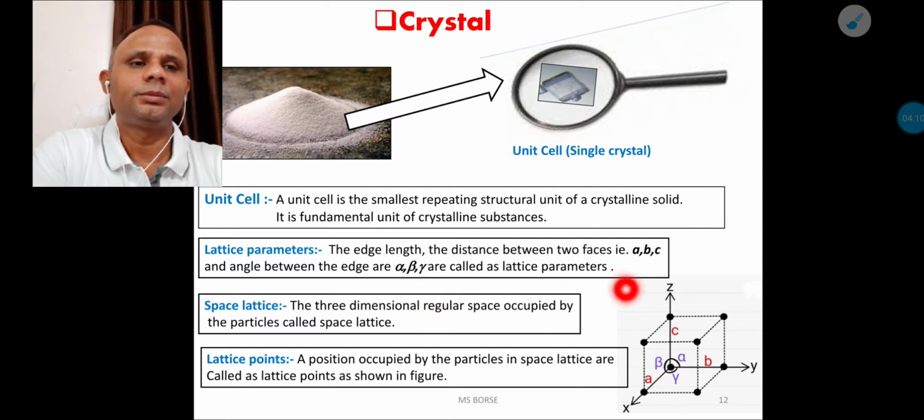That means if you analyze this crystalline unit, you should assume these parameters: the distance between two faces or planes is represented as a, b, c, and the angle between two planes, faces or edges is called the edge angle, represented by alpha, beta, gamma.